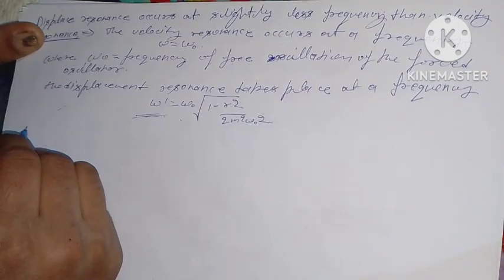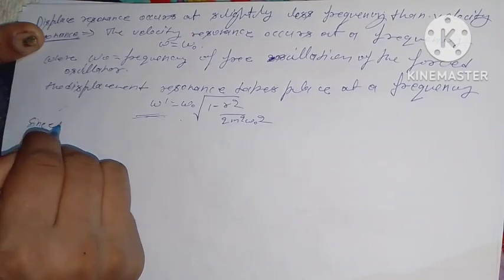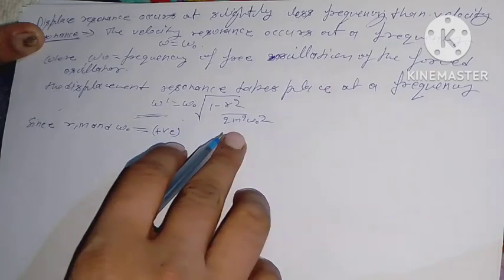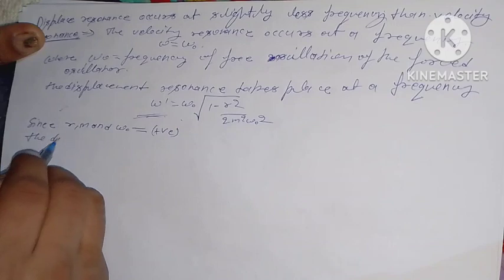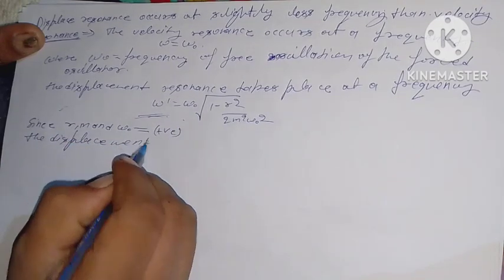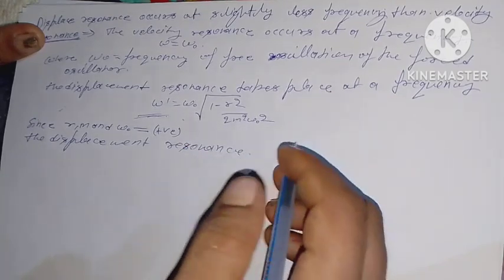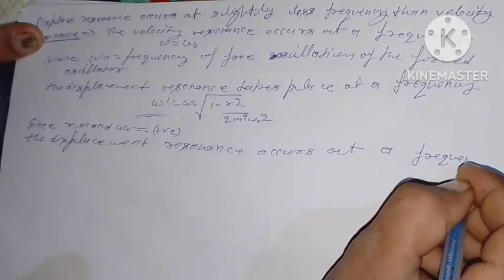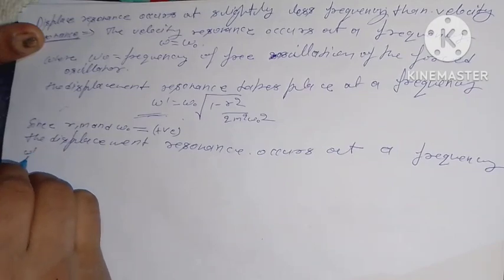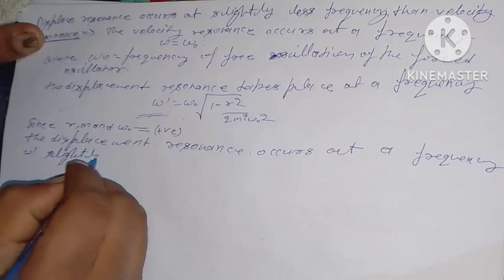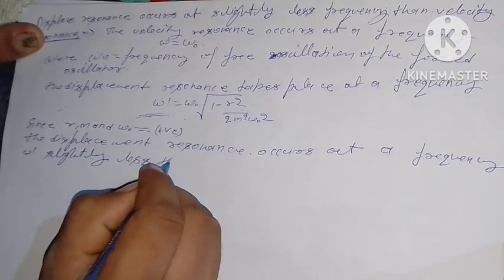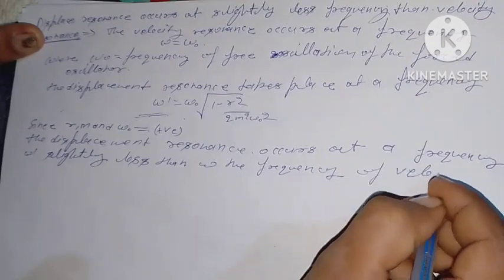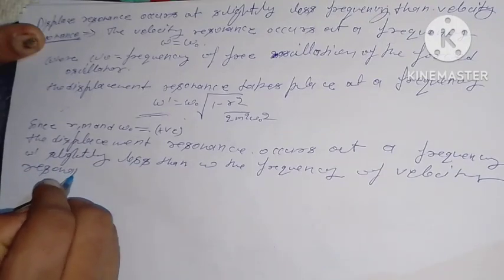Since r, m and omega naught are all positive quantities, being squares, the displacement resonance occurs at a frequency omega dash slightly less than omega, the frequency of velocity resonance.